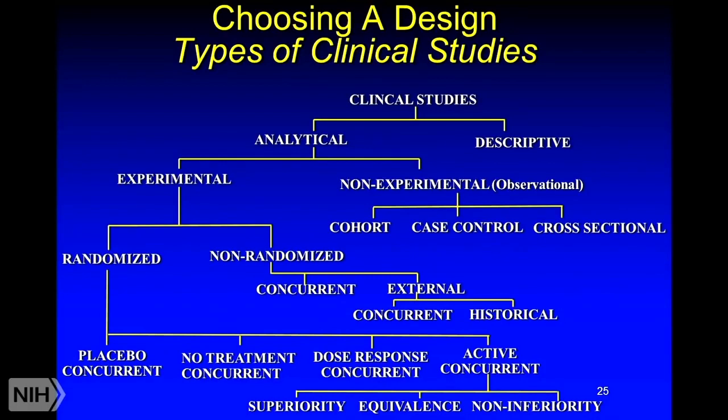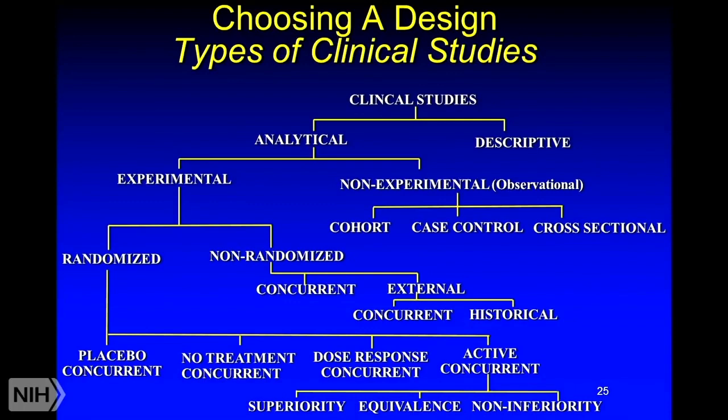In an observational study, the investigator doesn't have a hand in who gets what. They are just watching what happens. The clinicians in practice give what they think is best, and then the investigator counts up the results. There are three types of observational studies. One is called a cohort study, one's a case control, and then one's cross-sectional.